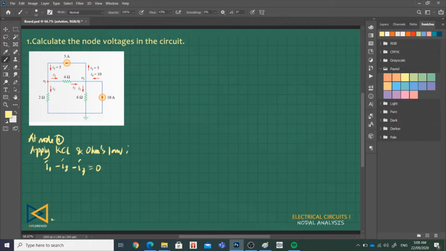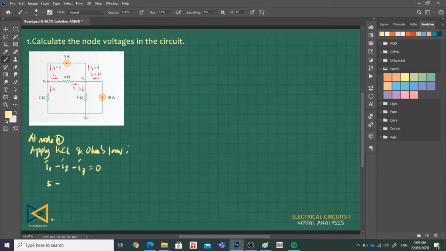After that, palitan natin ng Ohm's law in terms of node voltages. So, from yung current direction natin, ang flow niya is from higher potential to lower potential over the resistance. So, ganyan ang gagawin natin. Yung I sub 1 natin, may value naman yan, wala na tayong kailangan pang palitan dyan. But yung kanyang value, 5.